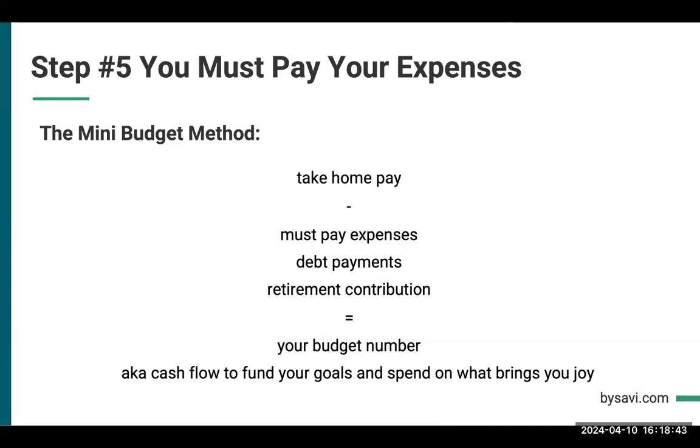Then our debt payments, as well as the retirement contribution, equals your budget number. And the budget number is another way to say it is cash flow. How much money do you have after you take your money home, pay your must pay expenses, pay your debt, pay your retirement? And that cash flow is the money that you have left over to fund your goals and spend on what brings you joy. The beauty of a budget like this is, once you know these numbers and you map it out, you can then begin to toy and toggle with it.